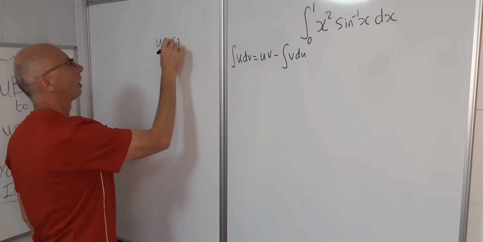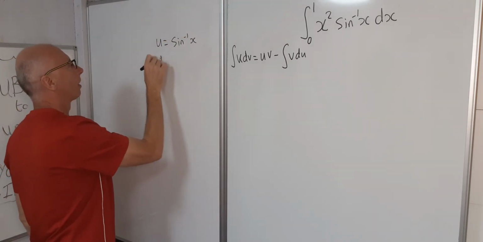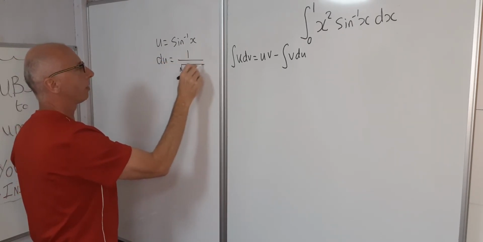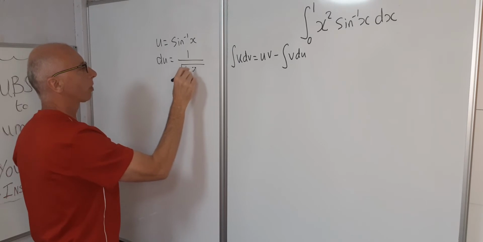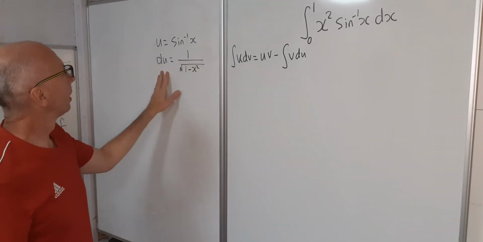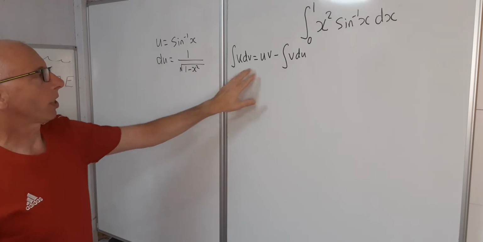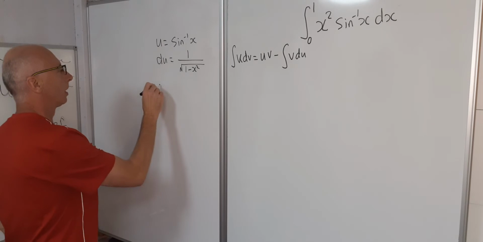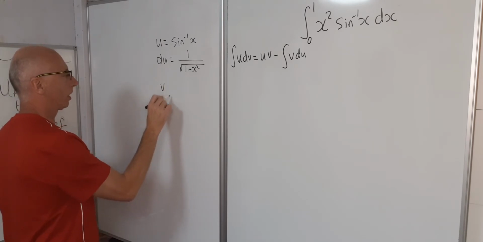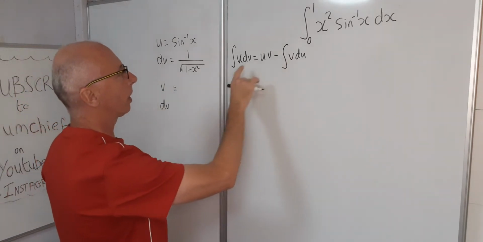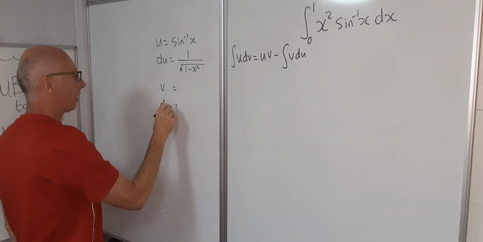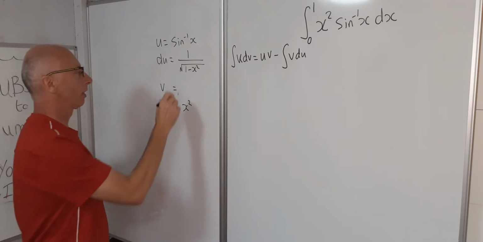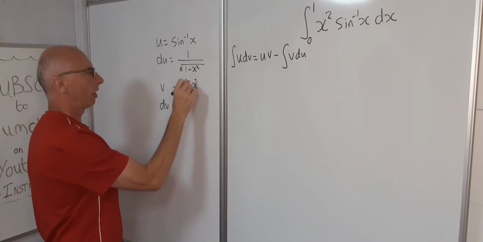u equals inverse sine of x, and du, so inverse sine of x has the standard derivative of the reciprocal of the square root of 1 minus x squared. So u and du, we've already assigned those variables, so now we need to do the v and the dv. The dv is going to be the x squared. So now for the v, we just need to take the integral of x squared, which is 1/3 x cubed.